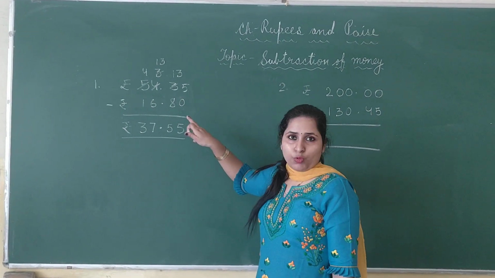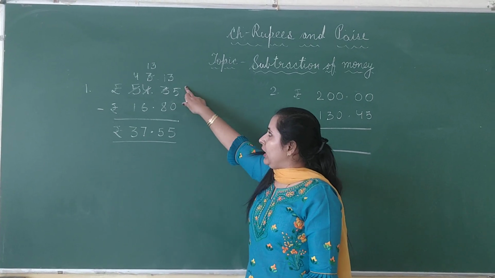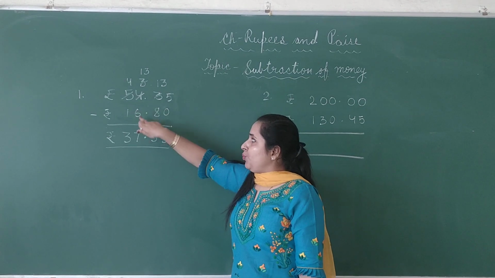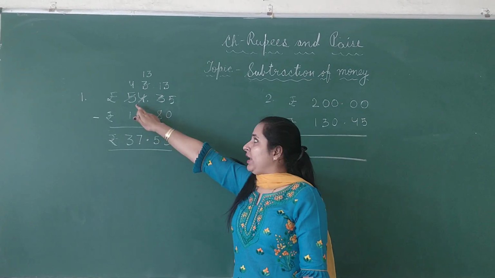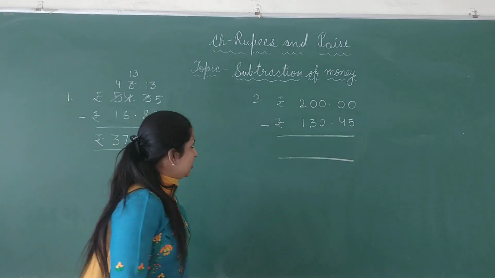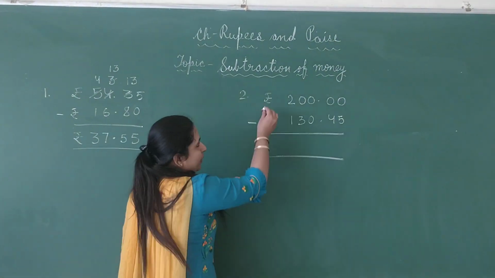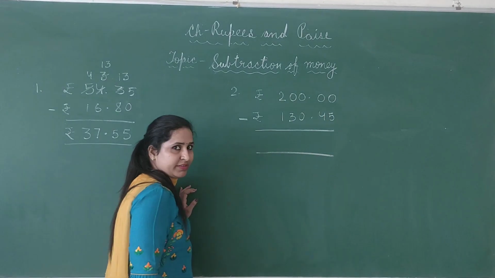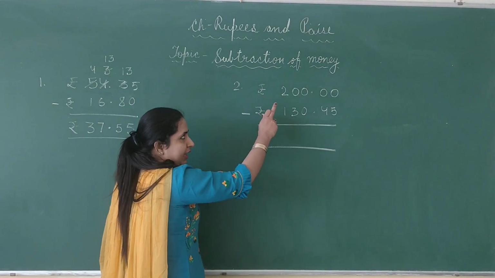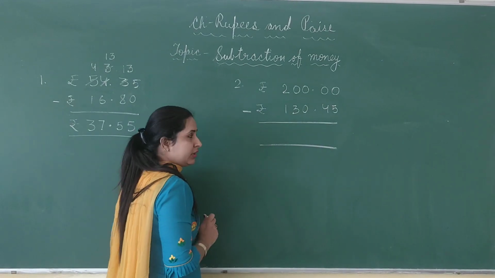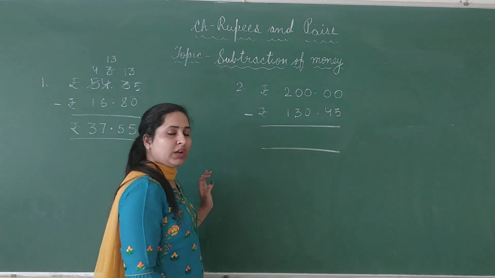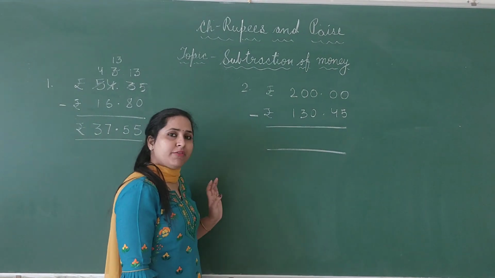If you see these kinds of questions, please don't write 80 here and 35 here. Don't get confused, because we have to see the rupees part only. The bigger amount will be written at the top and the smaller one below. Now let us see one more question. Next I have rupees 200.00, meaning 200 rupees. The paise part is not there, so it's 00. And we have to subtract from it rupees 130.45, meaning 130 rupees 45 paise.